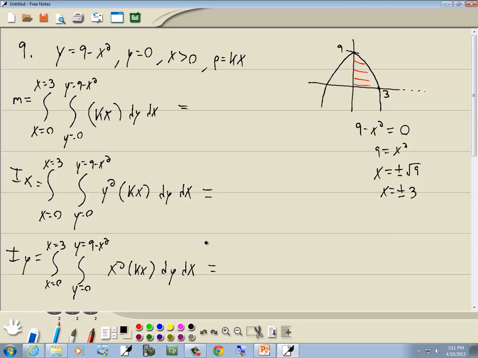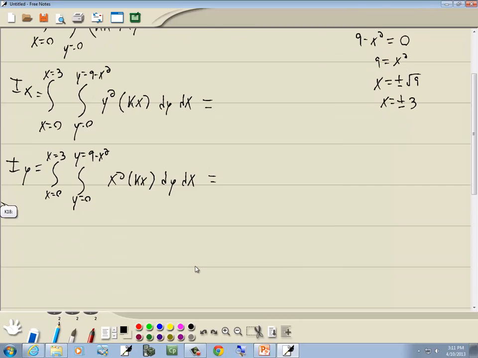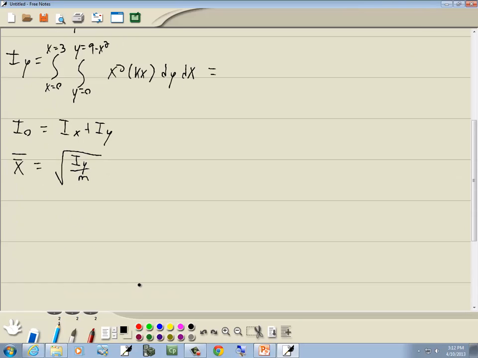And then after you get those, you're going to find this, and that's going to be adding those two together. And then this will be the square root of I sub y over m. And then our last one will be the square root of I sub x over m. And that'll give us our answers.